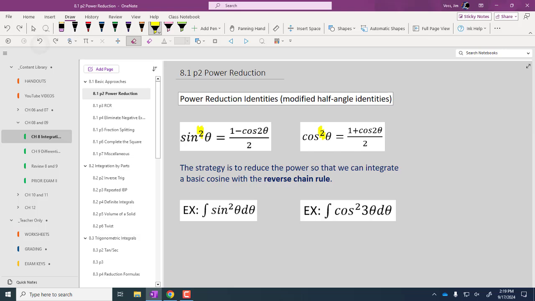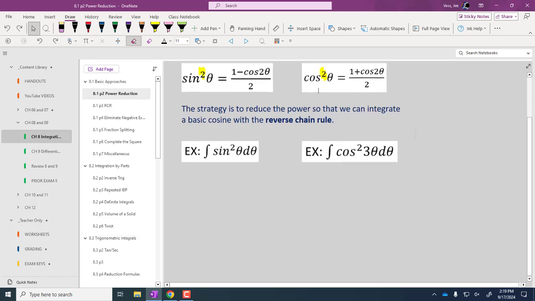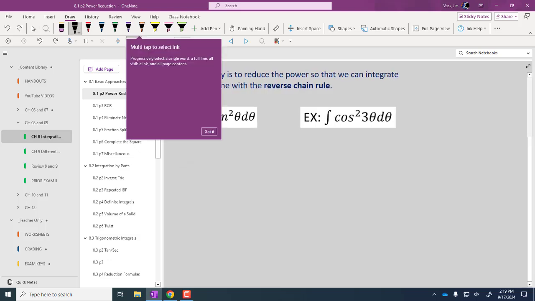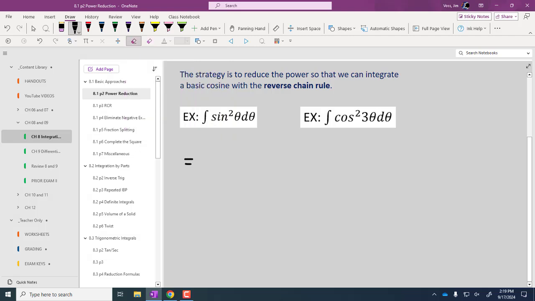So power reduction is how we integrate these things. So let me do the first one, I'll let you do the second one. So if we have the integral of sine squared, we are going to first rewrite this. And now there's a couple of ways you can rewrite the identity. Usually I write it this way. So there's the first one.